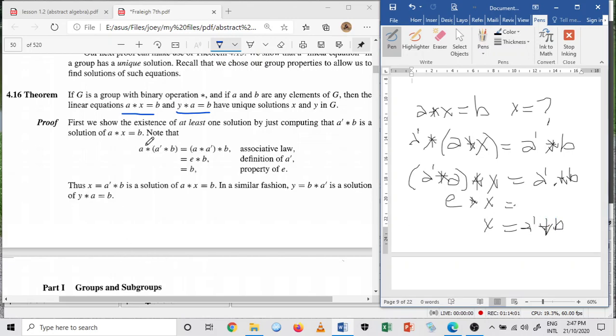So if we substitute it to X, we'll have this result. Hence, this value of X satisfies the equation, meaning the value A inverse B is a solution to the linear equation. In a similar fashion, we can also find a solution for the second linear equation to be B operation A inverse. So, there is always a solution to a linear equation in a group.